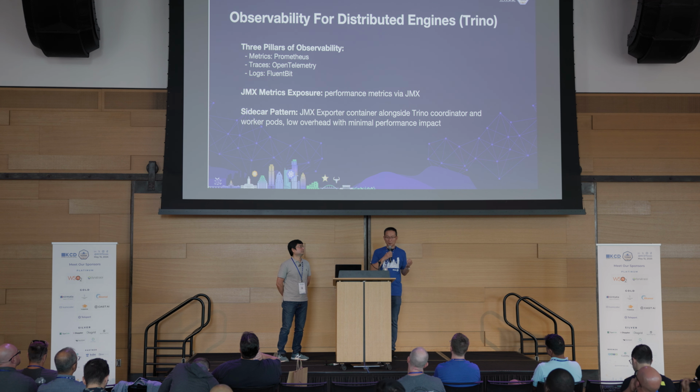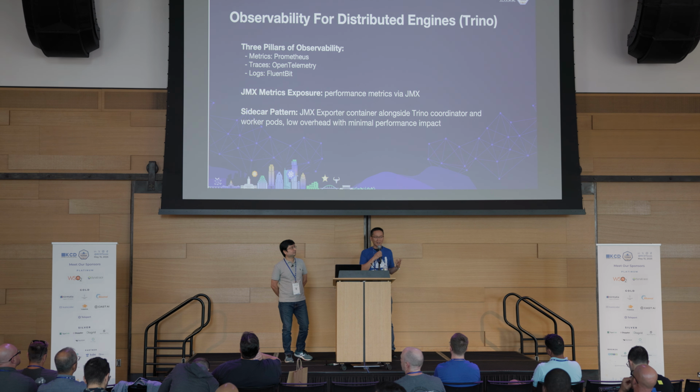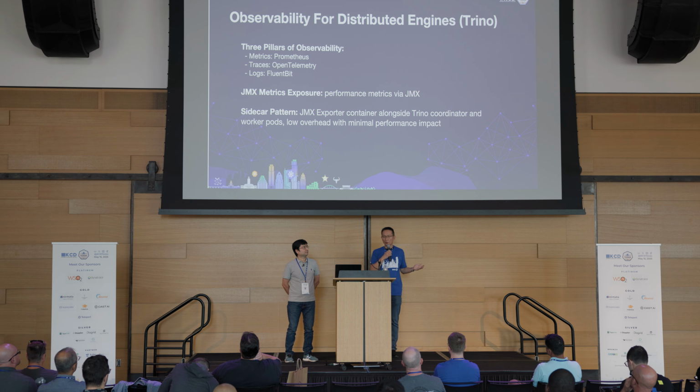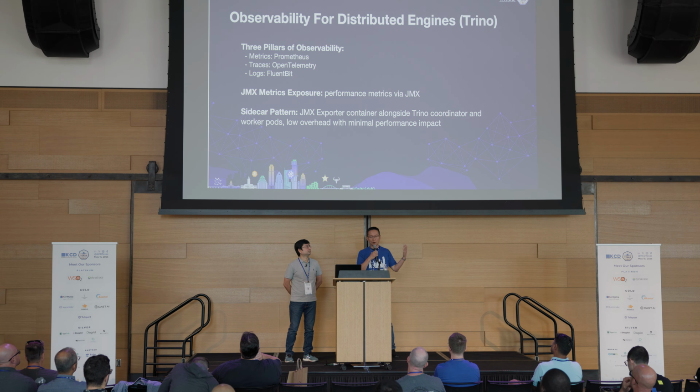The key is, no matter which one you choose, it should be independent. It should be loosely coupled with your workload. Meaning, when you switch from Prometheus to, say, OpenSearch, you shouldn't require any change on the Trino side. From Trino, focusing on the metrics at this point, right?